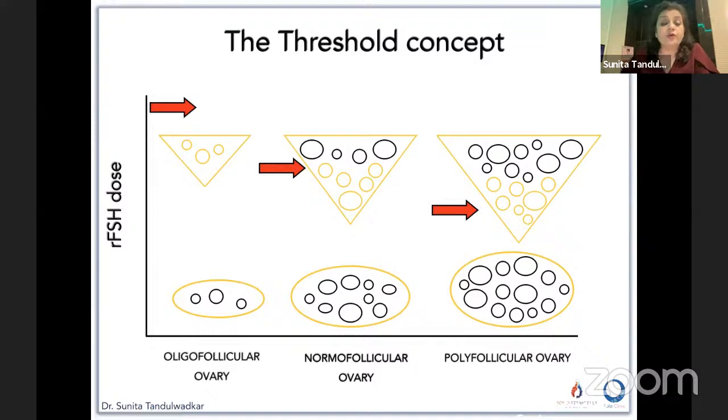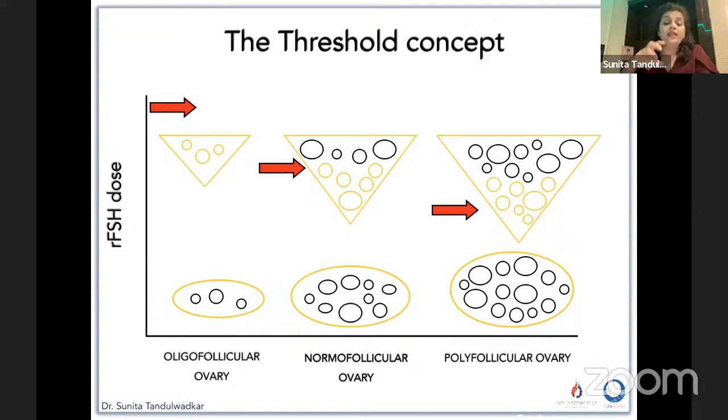You titrate your own doses. Don't believe in these 7 days, 37.5, 7 days, 37.5 increments. That's very difficult. It's torture. And with a success rate of 6 to 18%, the patient is not going to accept this for long. So you titrate and come out with your own threshold concept.